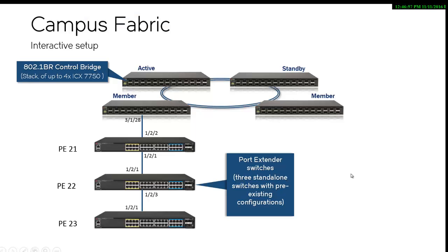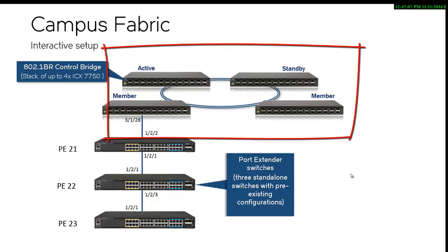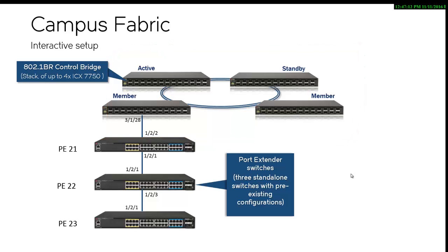Just to revise, this is the SPX topology we just configured using interactive setup. As you guys can see, we have a stack of 4 ICX 7750s which have the CB or 802.1br mode enabled on them. Then we configured port 3/1/28 as the SPX or fabric port with PE units hanging off from it. Then we configured 3 PE IDs 21, 22 and 23, which the interactive setup utility gave us as an option while we were going through the steps of configuring this Campus Fabric.